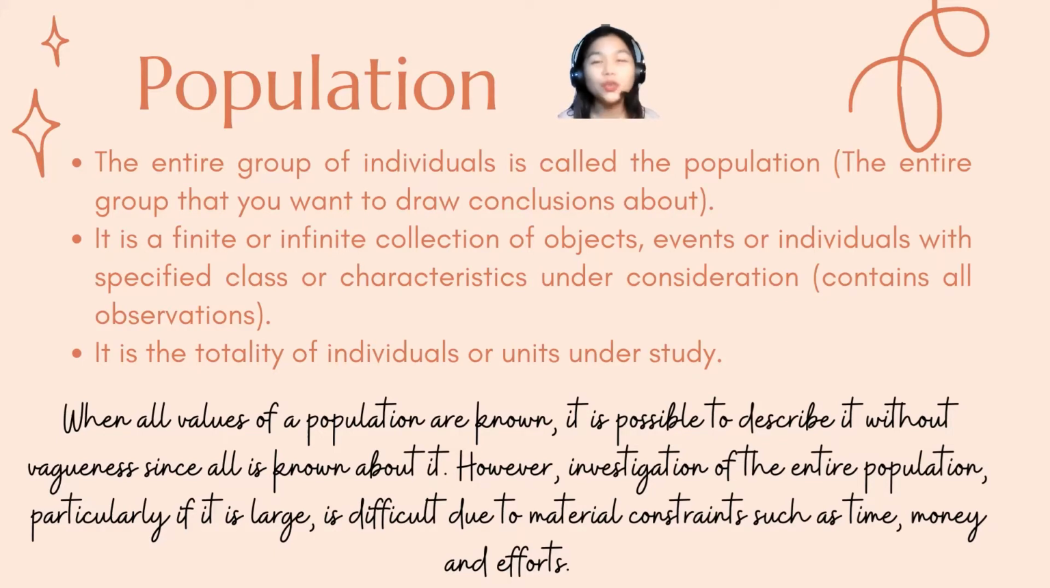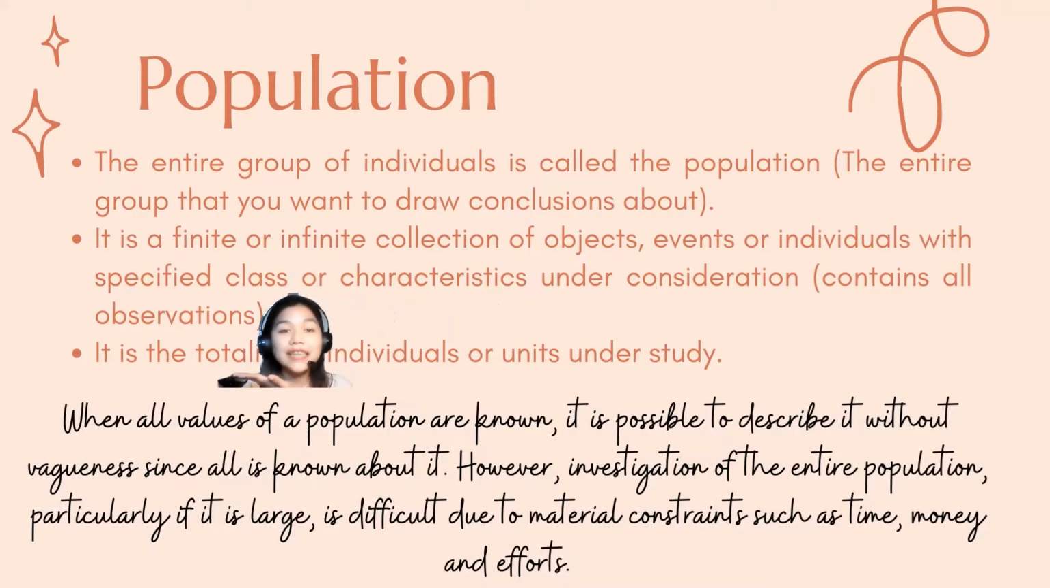But later on, we also know that we could draw conclusions, we could create hypotheses by just getting a part of the population that actually represents it. And population is also a finite or it could be an infinite collection of objects, events, or individuals with a specified class. So there is actually a characteristic under consideration. So when we talk about population, it contains all the observations involved.